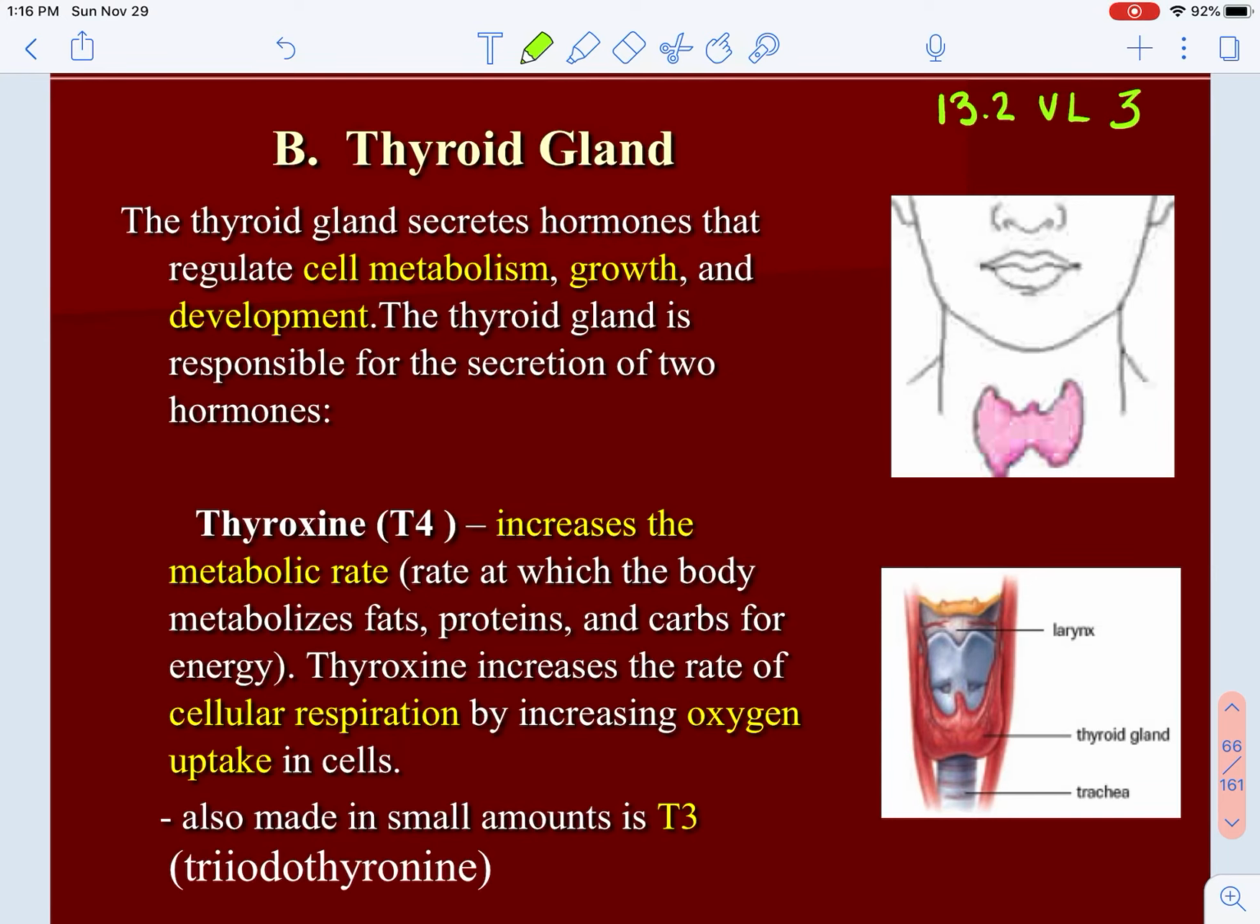We were going to talk about the two hormones coming from the thyroid gland, and looking at the back of the thyroid gland, we'll talk about what the parathyroids also do.